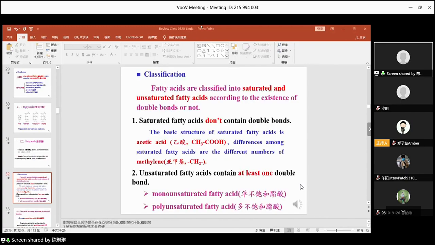Fatty acids. In this part, you should remember the classification of fatty acids. It contains the saturated fatty acids and the unsaturated fatty acids. The difference is that the saturated fatty acids don't have any double bonds, and the unsaturated ones contain at least one double bond. And the unsaturated fatty acids contain the monounsaturated fatty acids and the polyunsaturated fatty acids.